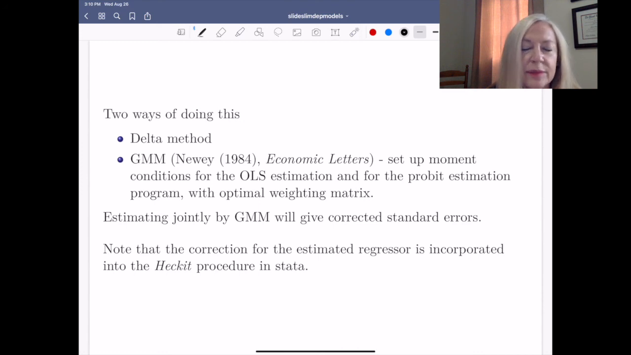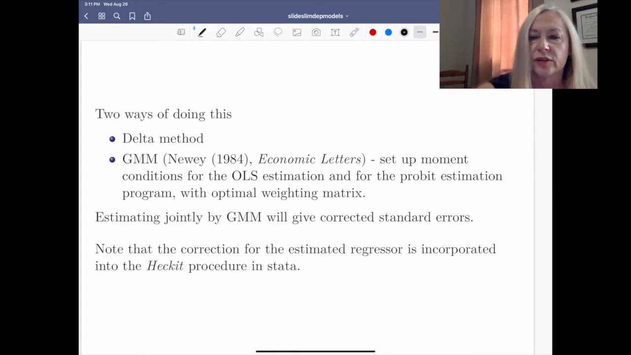Economics Letters, they publish a lot of papers that are short, kind of like notes. Okay. Or, I mean, this Heckman procedure in Stata and the procedure in R, they both do the correct standard errors. So it's not that crucial. It's good to understand exactly how the procedure works, but usually you can get software to do the standard errors for you.